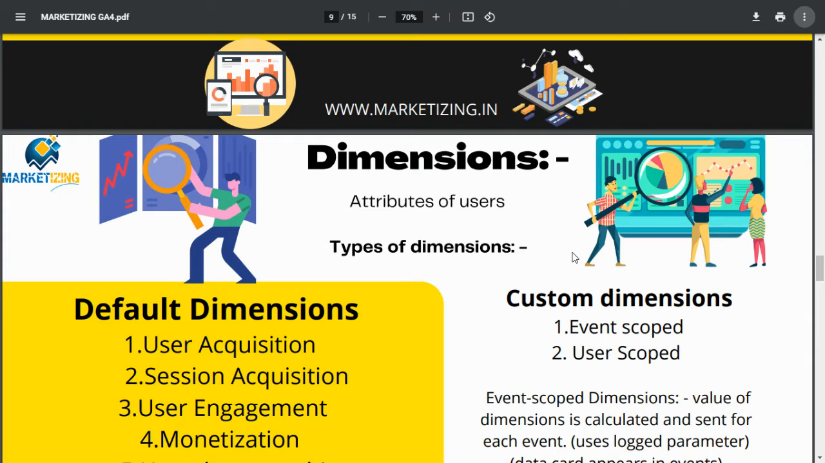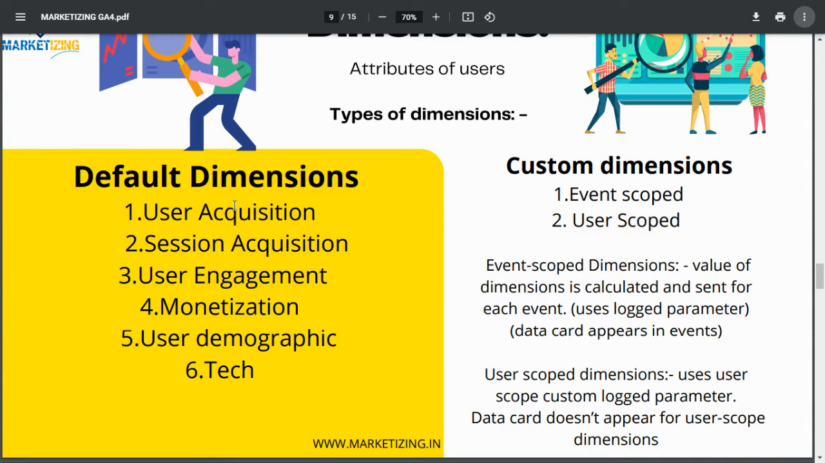These are all the attributes of users, and the users have different characteristics, and all these characteristics are categorized into several dimension categories like the user acquisition dimensions, session acquisition, user engagement, monetization, user demographic, and the technical. All these dimensions are categorized into different categories in the interface so that we can have a clear idea of all the dimensions that are related to a particular user or particular session, or to engagement, purchases or e-commerce, or user demographics. All this can be viewed in the interface.